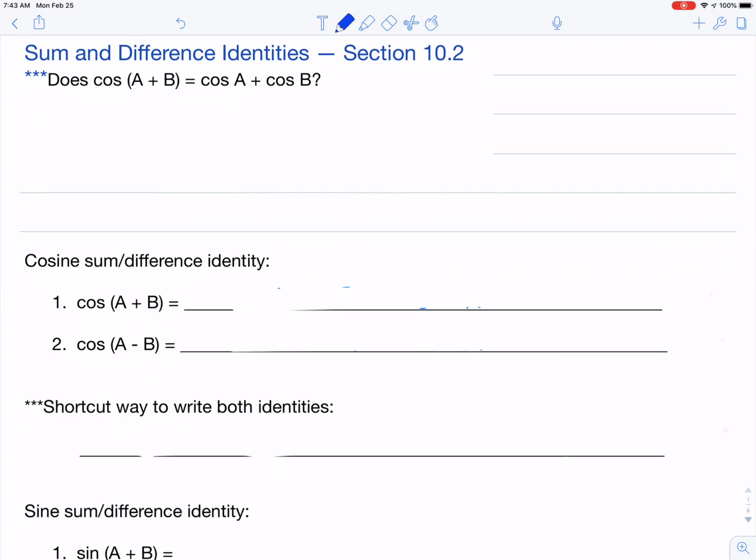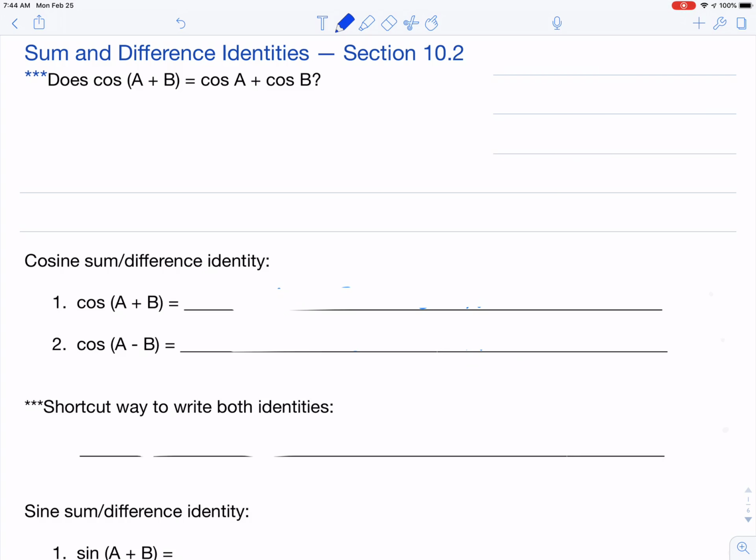So if you would take a look, I'm going to start right out with the embedded question for today. I have a question: does the cosine of the quantity angle A plus angle B, is that the same thing as the cosine of angle A plus the cosine of angle B? A lot of students will look at this and think that this is distribution. Though it looks like distribution, it is not distribution, but my question is, are they the same thing? And does the distribution concept work here?